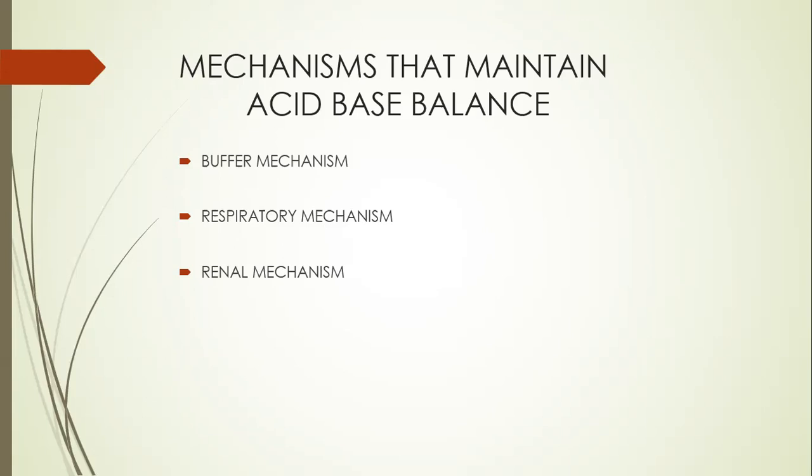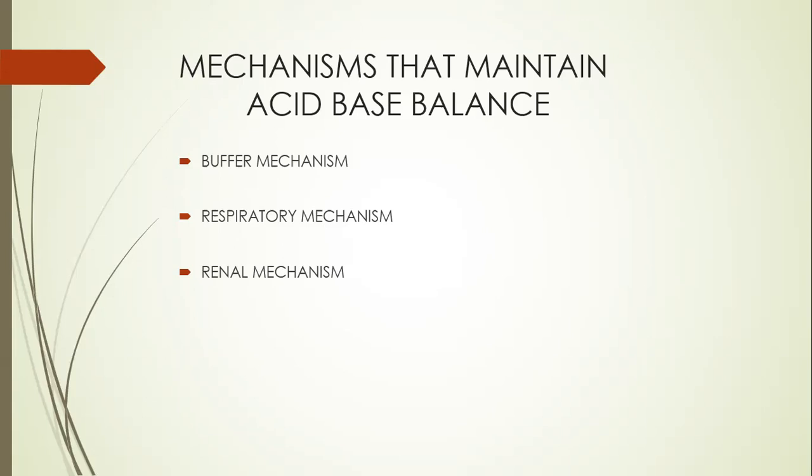So what happens when there is an increased carbon dioxide in the body? It will lead to carbonic acid production. If there is decreased carbon dioxide in the body, it will lead to a decreased amount of carbonic acid production. Since it is an acid, it will regulate the pH.